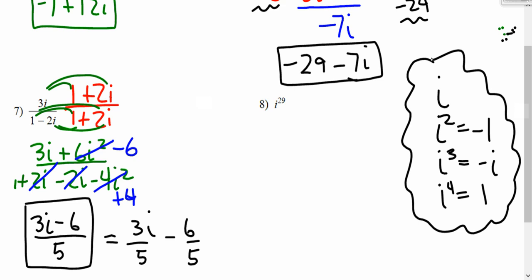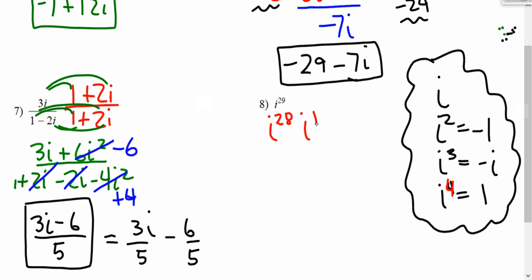Okay? But i to the 29th, you want to split it up, basically. And there's a lot of different ways that you can do this. But what you want to do is look for multiples of 4. All right, so I want to split that 29 into multiples of 4 if I can. So I know 28 is a multiple of 4. I'm going to split i to the 29th into i to the 28th power times i to the 1st power.